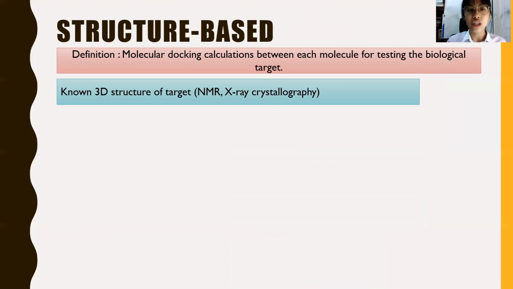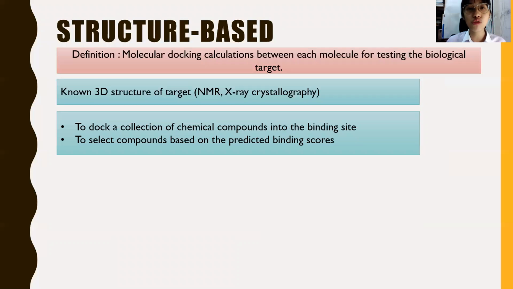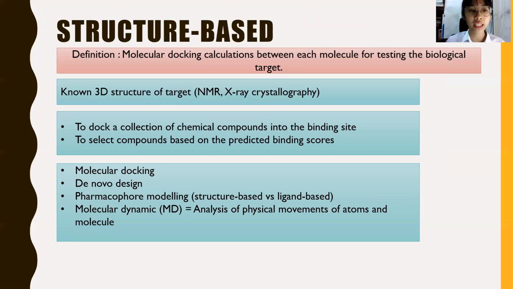The first method, structure-based, is a computational approach utilizing the known 3D structure of the biological target obtained from NMR and X-ray crystallography. It is used to dock a collection of chemical compounds into the binding site and select a subset of compounds based on the predicted binding score for further biological evaluation. It involves molecular docking and de novo design, which we'll explain later, and it also involves pharmacophore modeling.